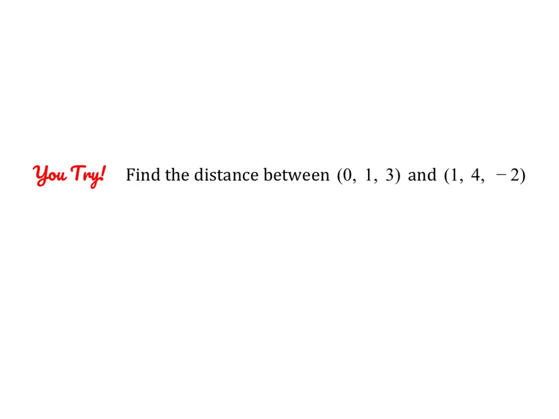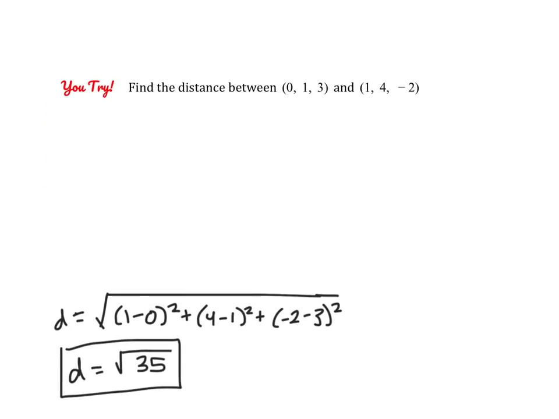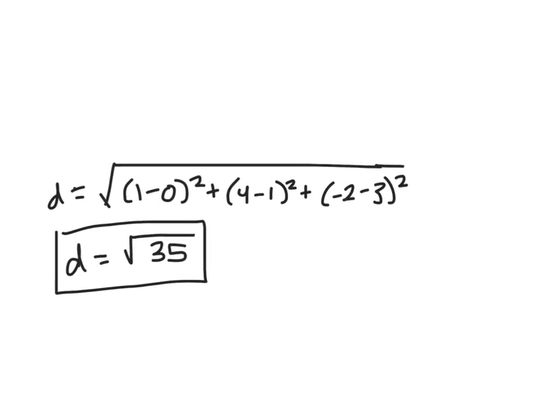Okay, go ahead and pause the video and give this one a try. Okay, so here, same idea, x2 minus x1 squared, y2 minus y1 squared, z2 minus z1 squared. You should get the square root of 35.